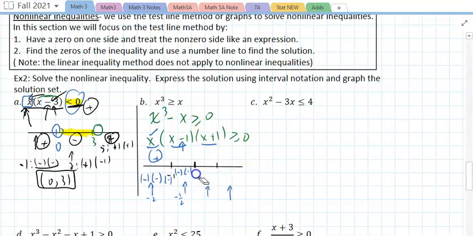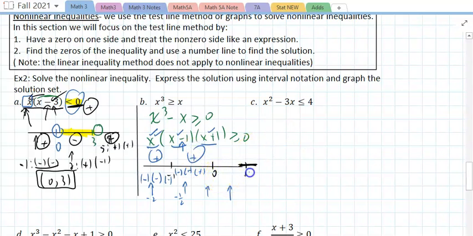And, dang it, it's so hard to erase. -1/2 in there, that's negative. -1/2 minus 1 is negative. -1/2 plus 1 is positive. So if I have 2 negatives multiplied, that's a positive.